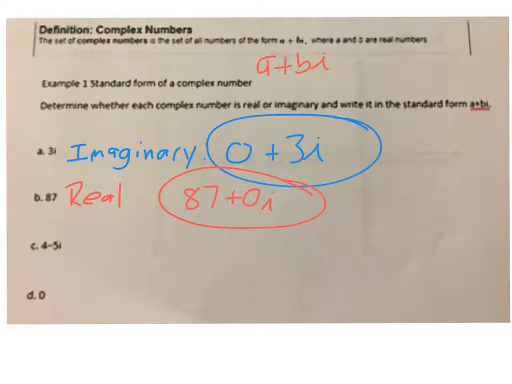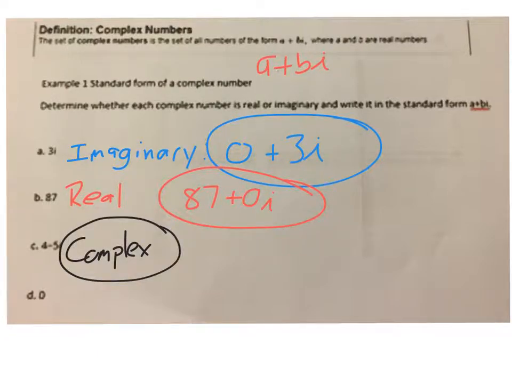Next is 4 minus 5i. Now, is that a real number or an imaginary number? Well, it's both. So I don't know how your homework is going to want you to answer. I would just call that a complex number. Your homework may ask you to list both, but it has both parts. And so if I wrote that as a complex number, it just is what it is: 4 minus 5i.